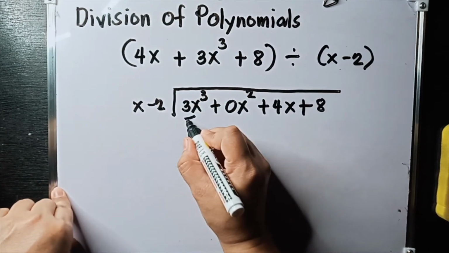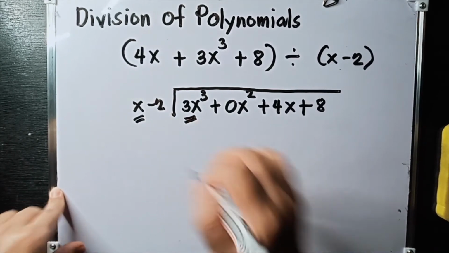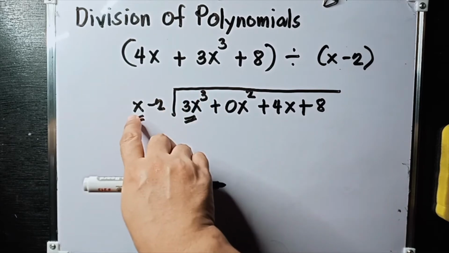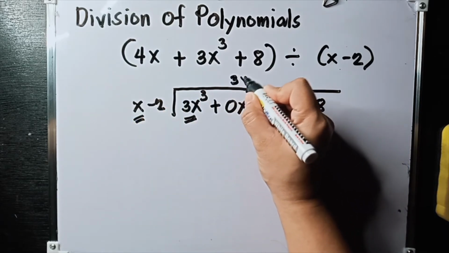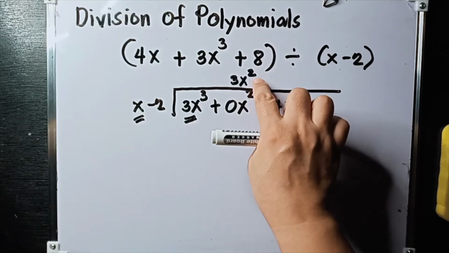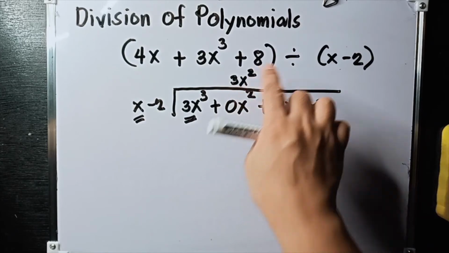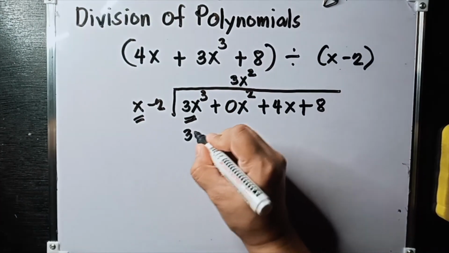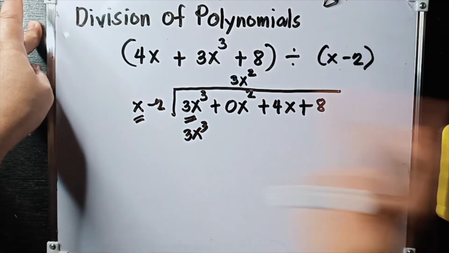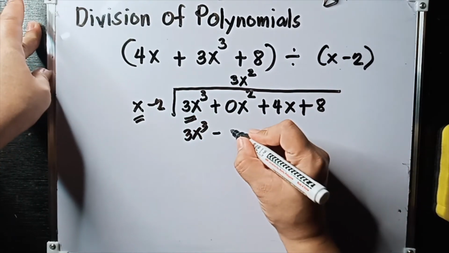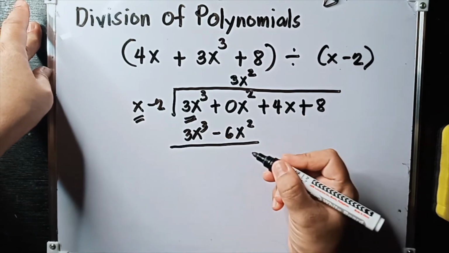So the first thing that we should do is to divide the first term of the dividend by the divisor. So 3x cubed divided by x is 3x squared. So we're going to place 3x squared here. And then we multiply the quotient to each term of the divisor. So we have 3x squared times x is 3x cubed. And then 3x squared times negative 2, we have negative 6x squared. And then we subtract them.